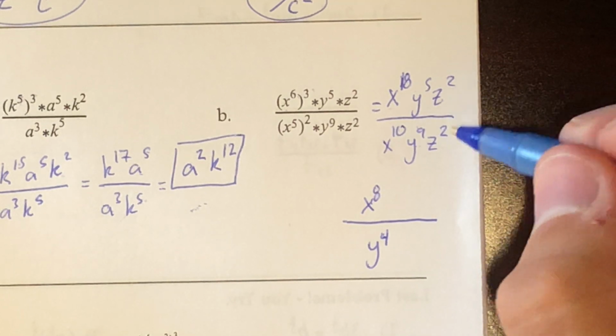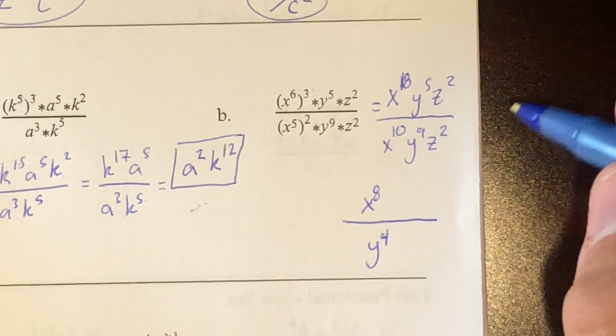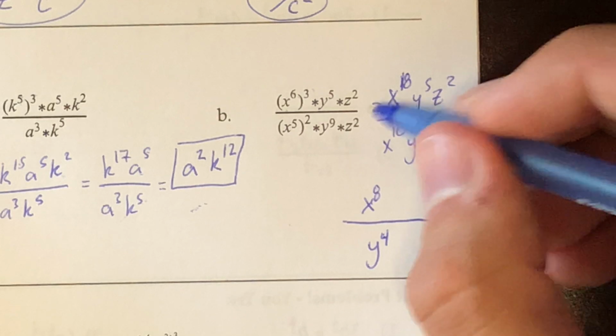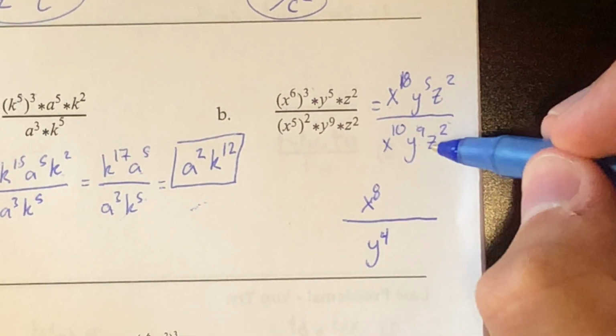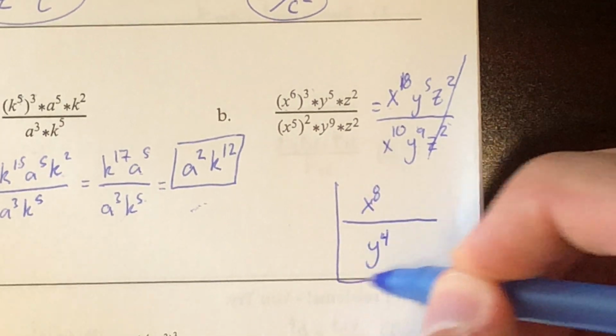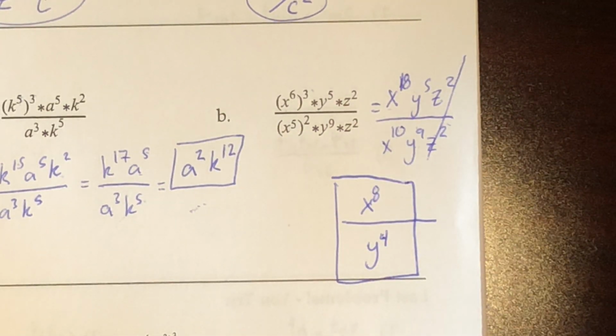And then we have z squared and z squared. So those end up canceling out because 2 minus 2 is 0. So we just have x to the 8th, y to the 4th.